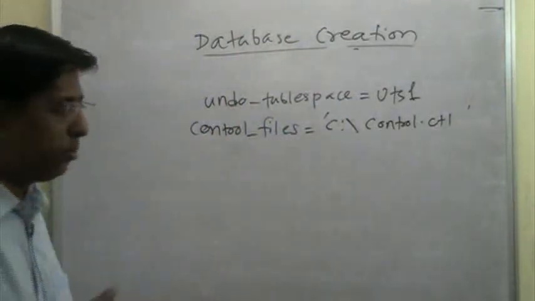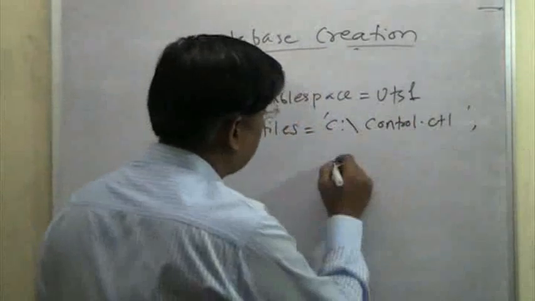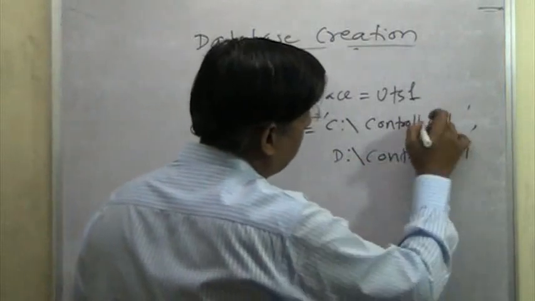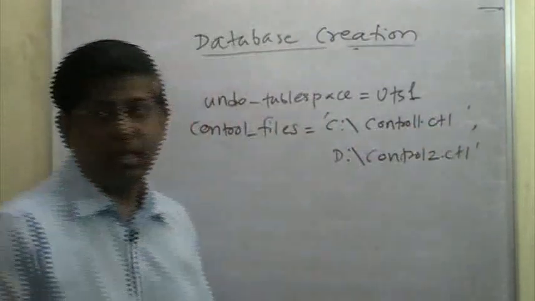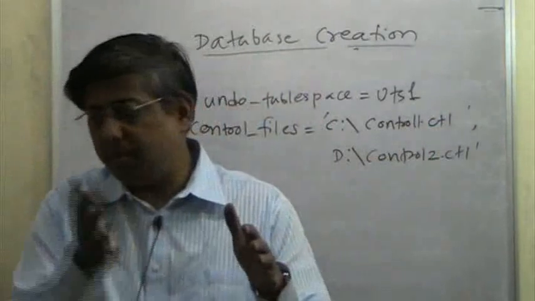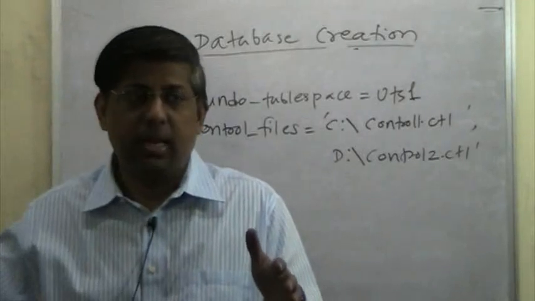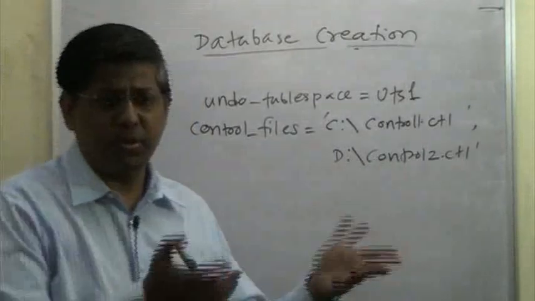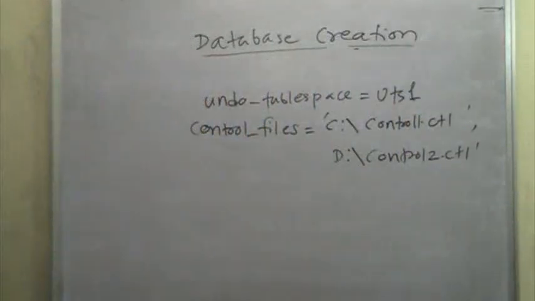So usually you will put at least two names over here, comma, and then on the same line you will say maybe D:\control2.ctl. So this is 1.ctl, this is 2.ctl. So control_files is equal to at least a comma separated list of files. The whole name should be there. You are going to give /u01/app/oracle/focus1/oradata/control1, and control2, both of them you're going to keep in the same directory. So this is the control_files, and I think these are enough parameters right now.